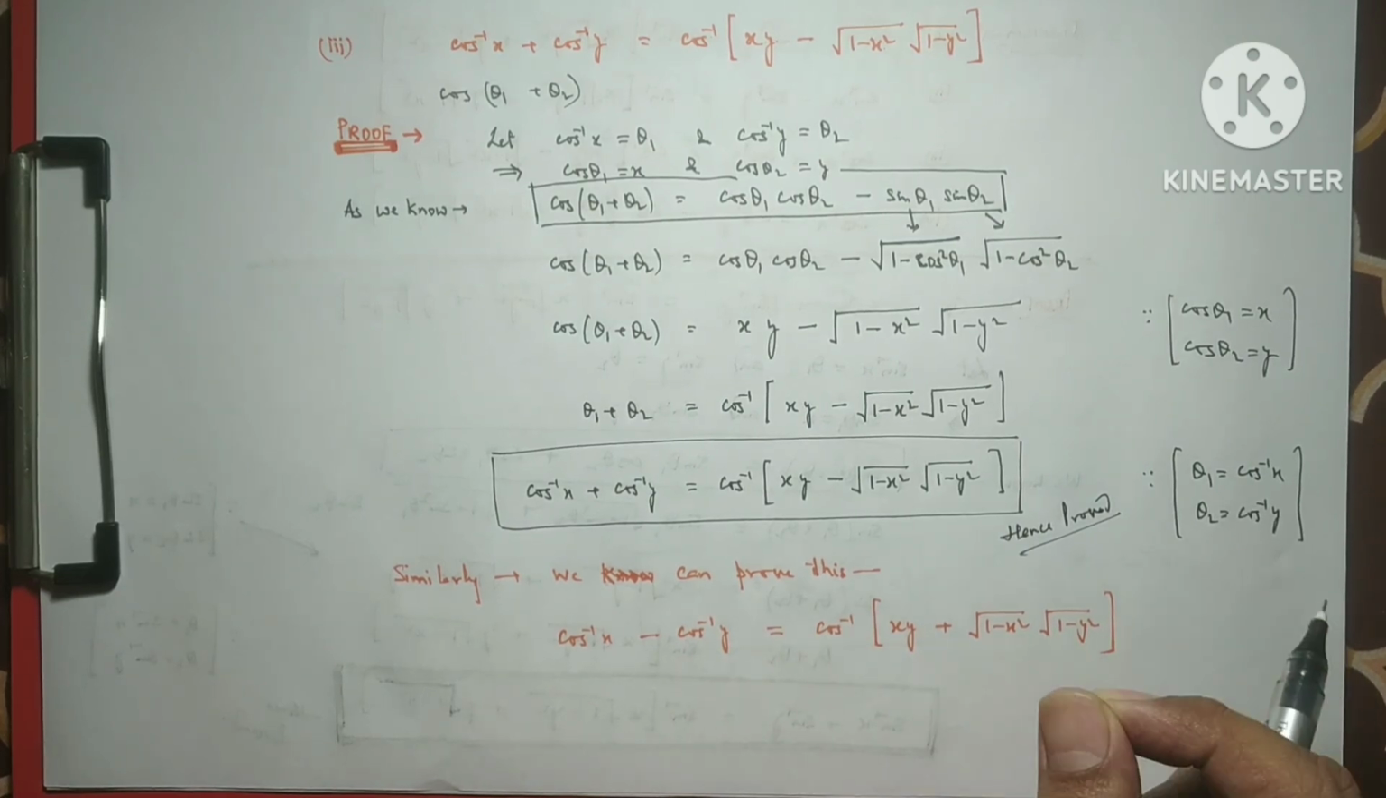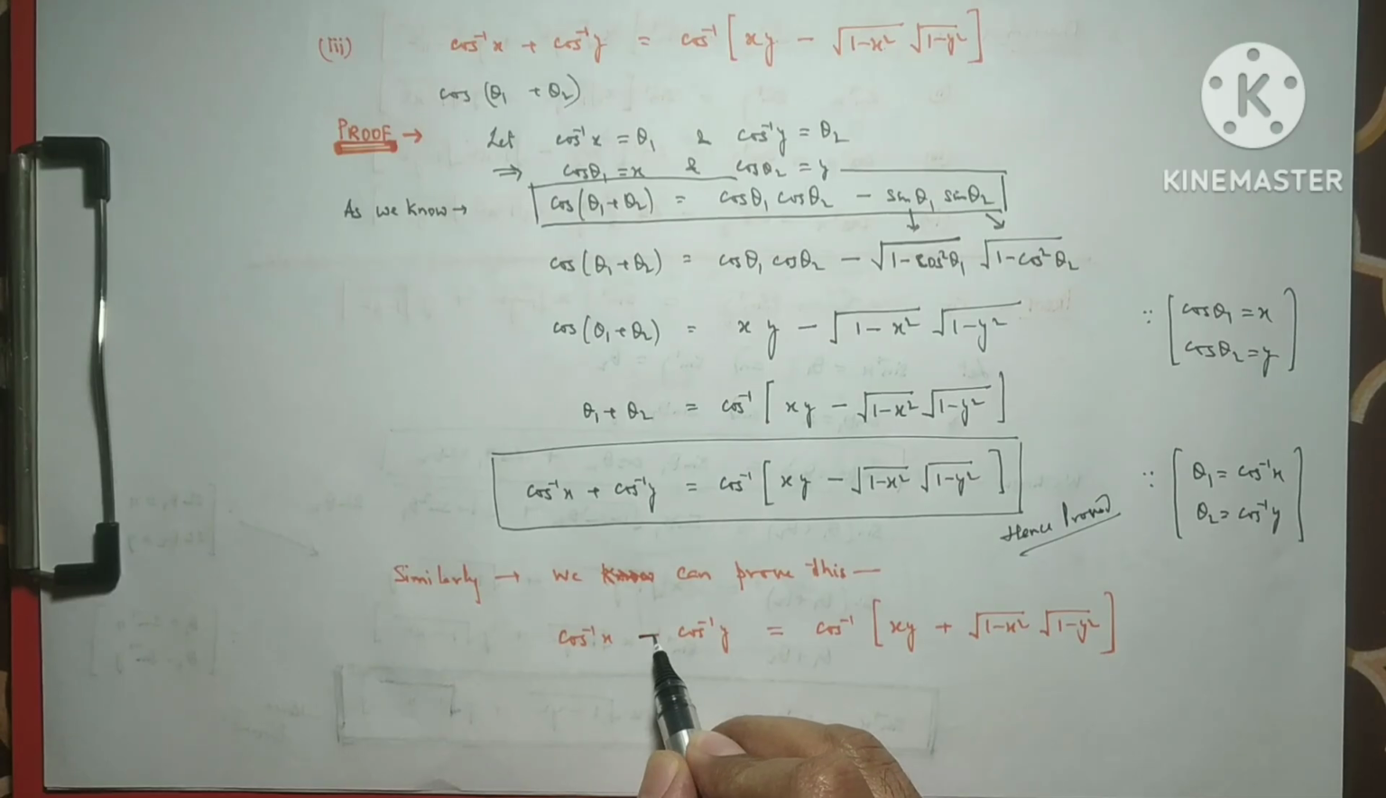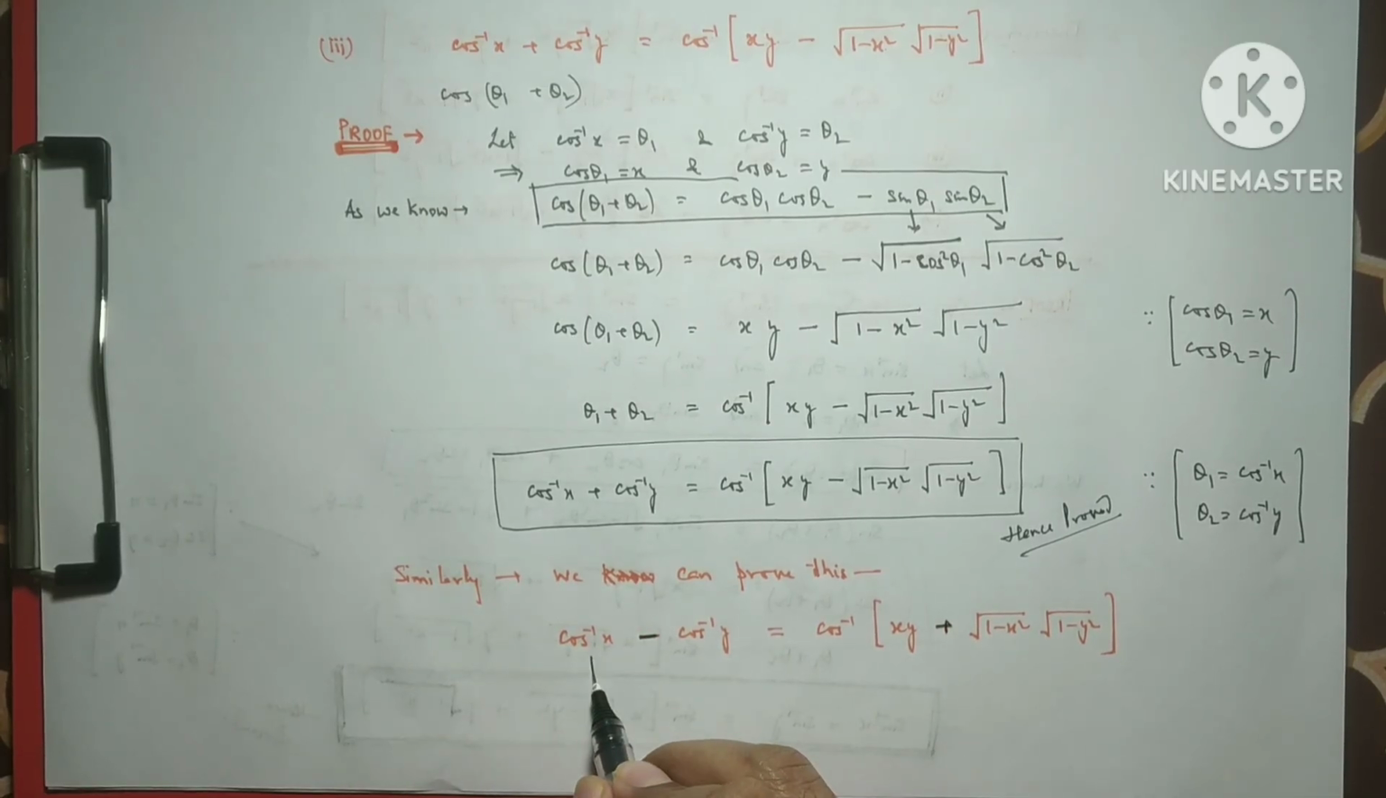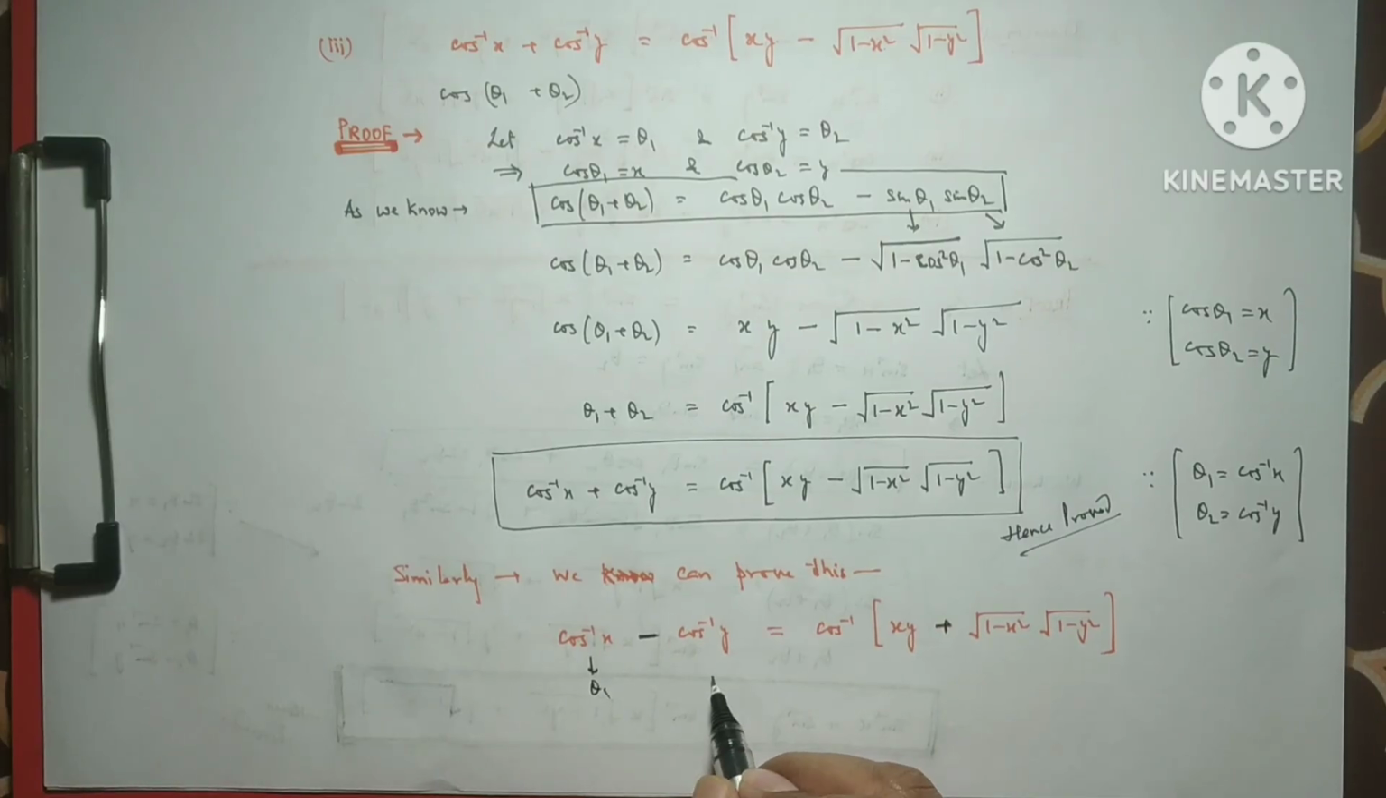And similarly we can prove cos inverse x minus cos inverse y equals cos inverse of this, and there is only a little bit of difference: this is negative and this is positive. When we consider cos inverse x as theta 1 and cos inverse y as theta 2, and there is a subtraction, or you can say a difference, between these two angles, and we pick the cos inverse on the left hand side, we get cos of theta 1 minus theta 2.